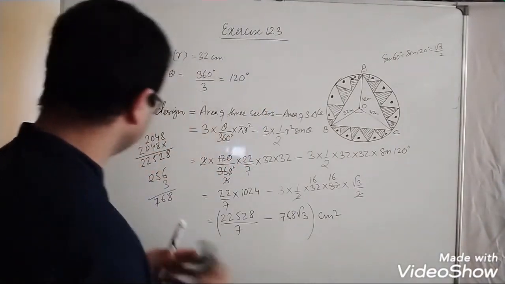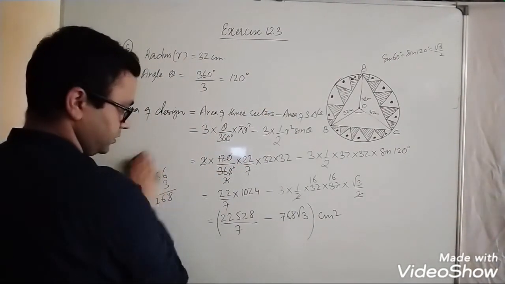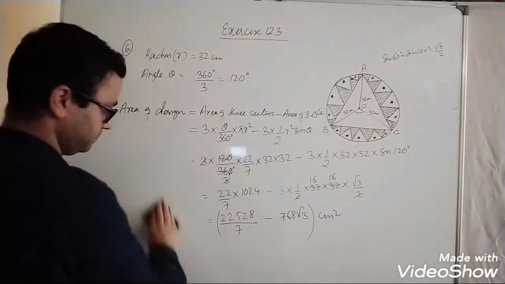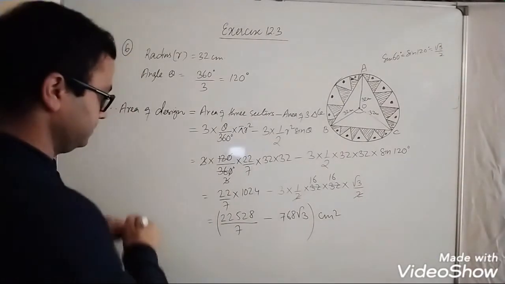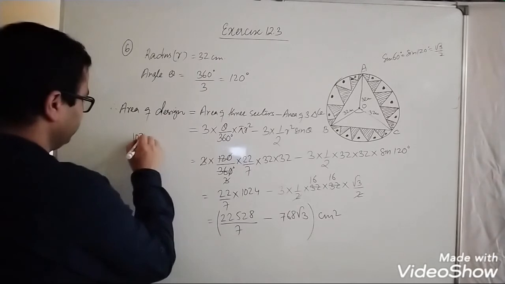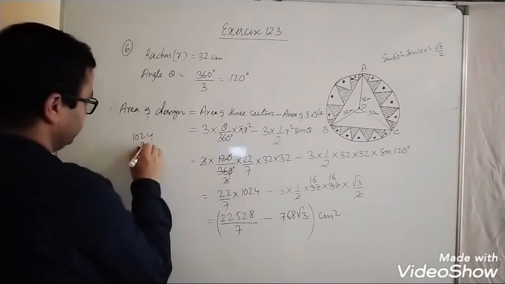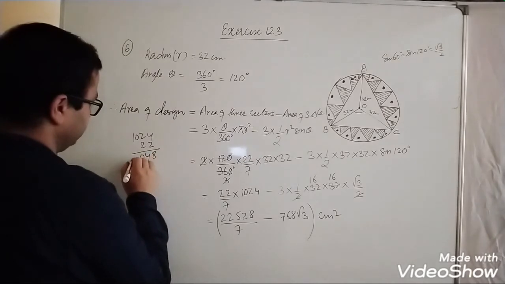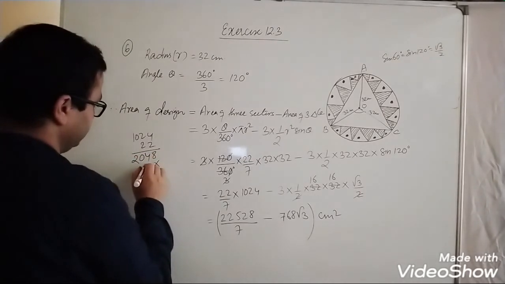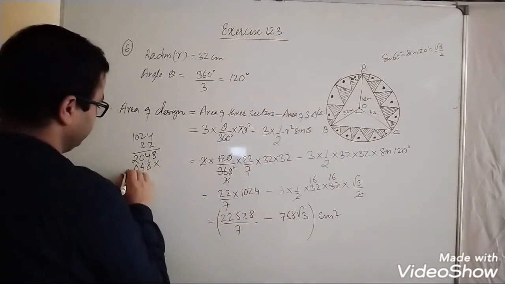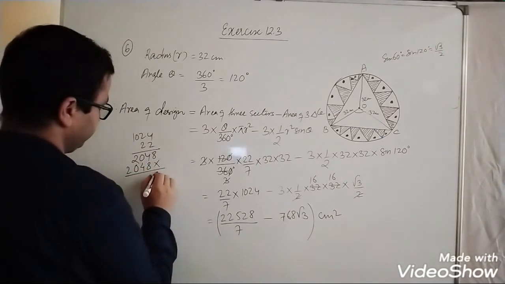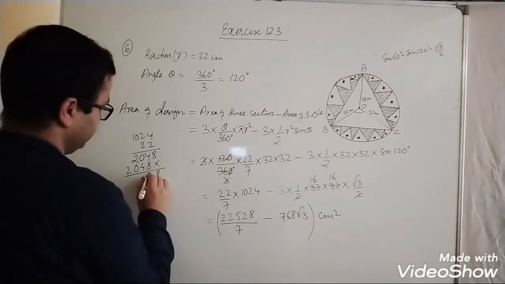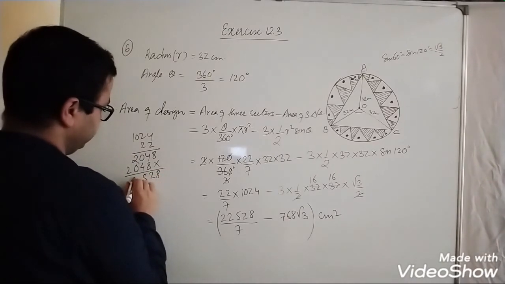Okay, let's check the multiplication of 22 into 1024. 1024 into 22: 8, 4, 2, 0, 2 gives 22528. Okay.